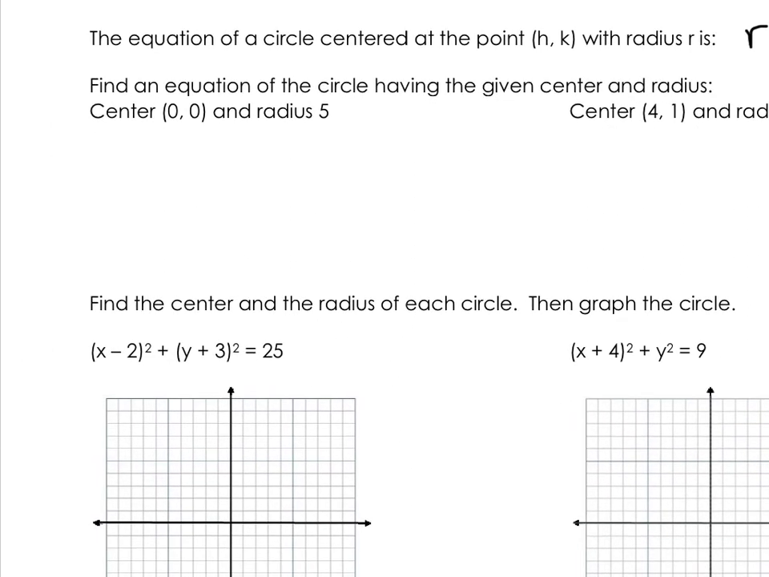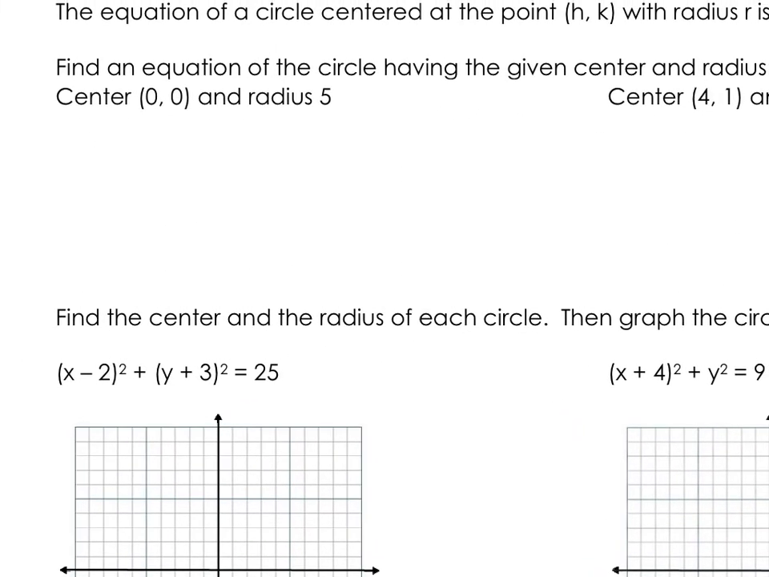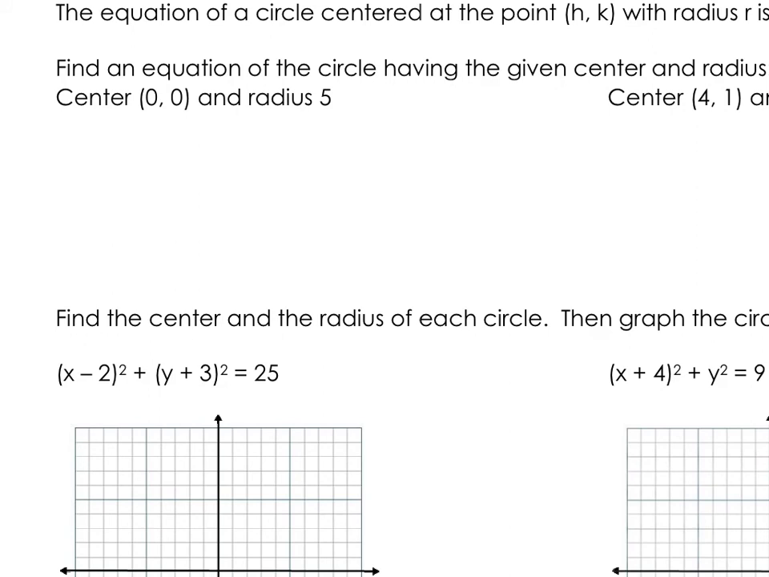Let's find an equation of the circle having the given center and radius. This one's centered at 0, 0, so h and k are both 0, or we had another formula where we just had x squared plus y squared equals the radius squared, 5 squared, 25. That's the equation for this circle, centered at the origin with radius 5.